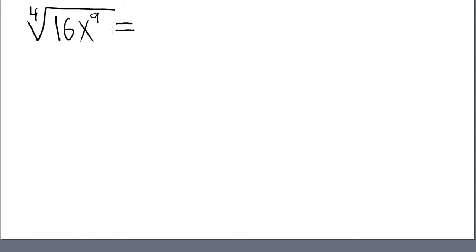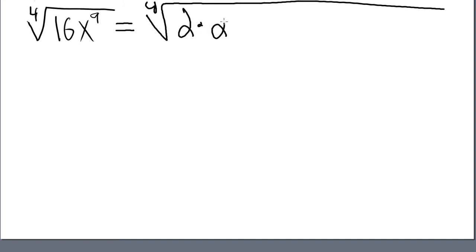Well, 16 can be broken down into 2 times 8. And 8 can be broken down into 2 times 4, and 4 can be broken down into 2 times 2. So in total, you're going to get something like this. That 16 is the same thing as 2 times 2 times 2 times 2.